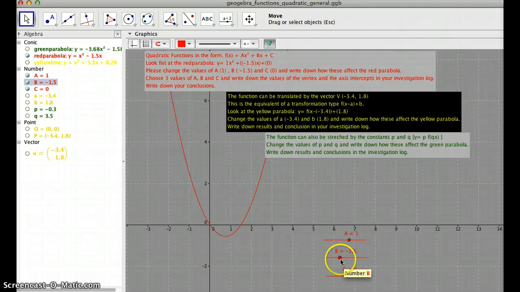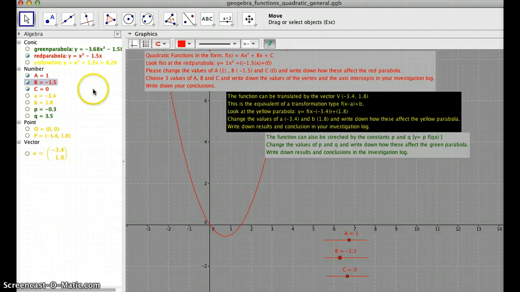Okay, so you really need to study what B does and write down what the values of B are doing to the parabola. Focus on the vertex, this point here, the minimum in this case. Anyway, let's go now to the yellow part.